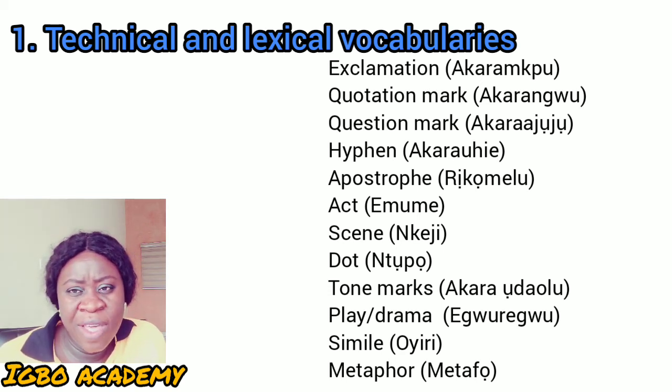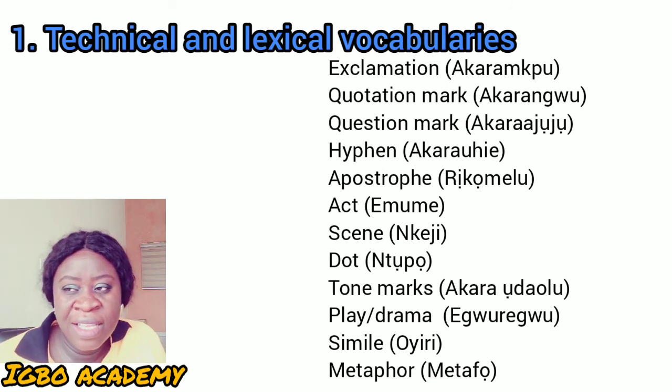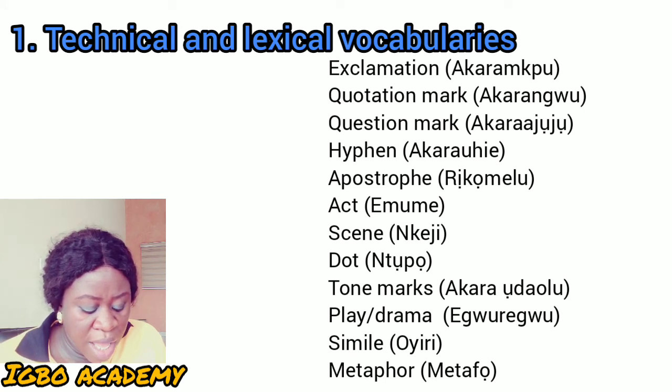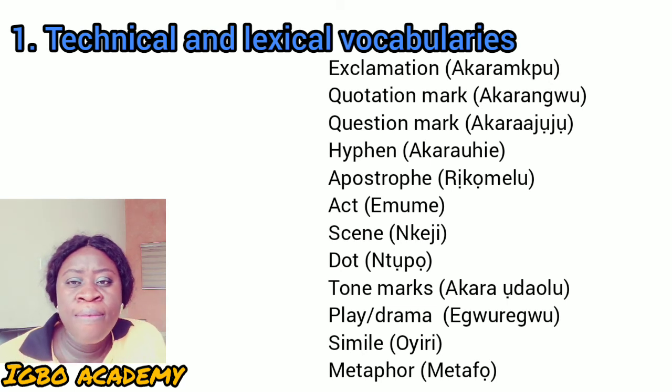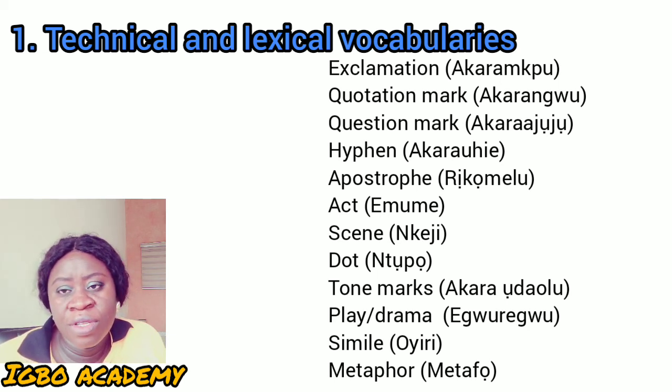Act, emume, like in drama when you say act one, scene one. Emume is act, and scene is nkeji. You say act one, scene one, emume nkeji zizi, or emume otu nkeji abo. Tone marks, akara udaolu. Play or drama is egwuregwu. Simile, oyiri. Then metaphor is also metaphor in Igbo.